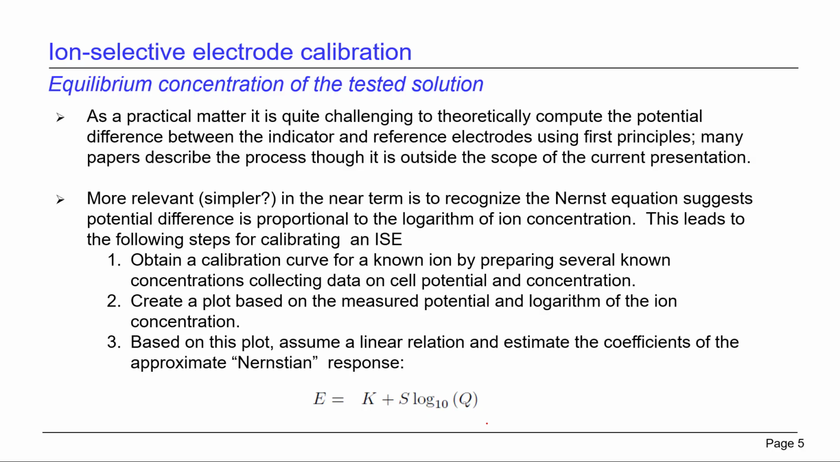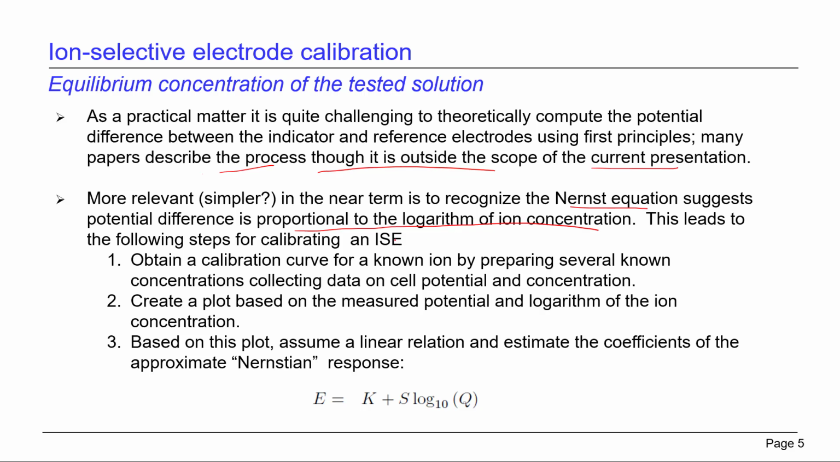As a practical matter, it is quite challenging to theoretically compute the potential difference between the indicator and reference electrodes using first principles. Many papers describe the process, though it is outside the scope of the current presentation. More relevant and considerably simpler in the near term is to recognize that the Nernst equation suggests the potential difference is proportional to the logarithm of the ion concentration. If you go back and look at the diagrams, you see that the logarithm was used in those concentrations.